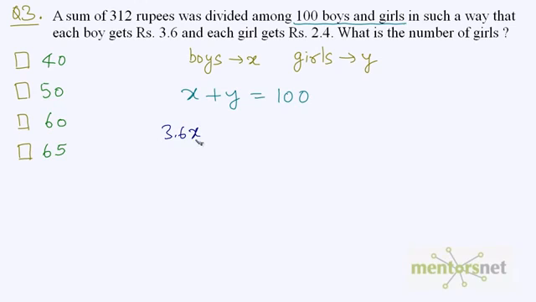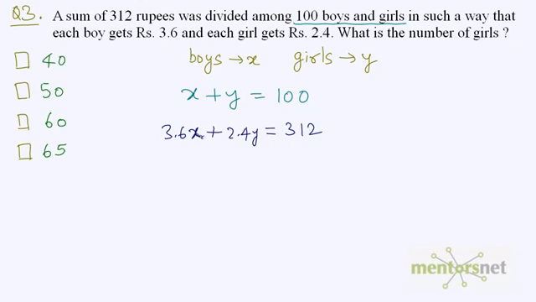3.6x, the number of boys times the sum each boy gets, and the total sum for girls is 2.4 times y. If you add the amount the boys get and the amount the girls get, you get the total sum of rupees that were divided. So this is equal to 312.